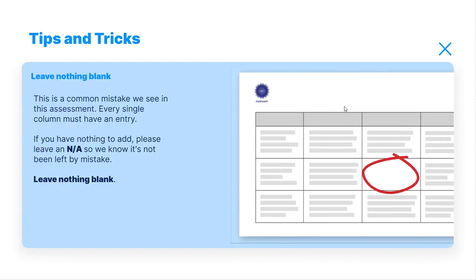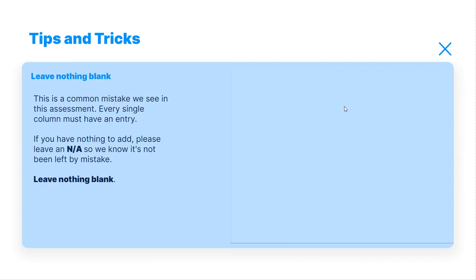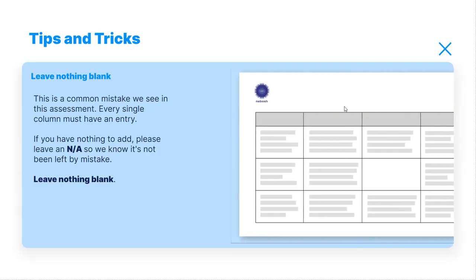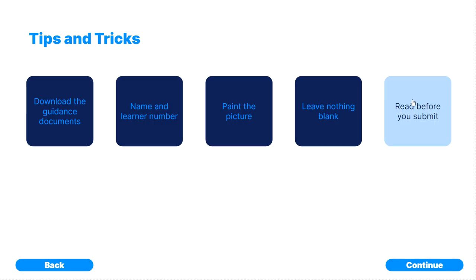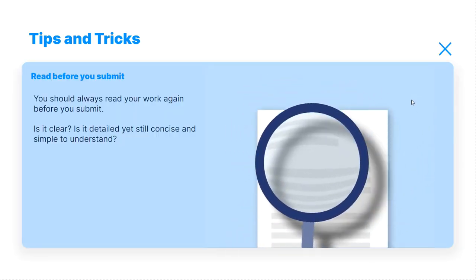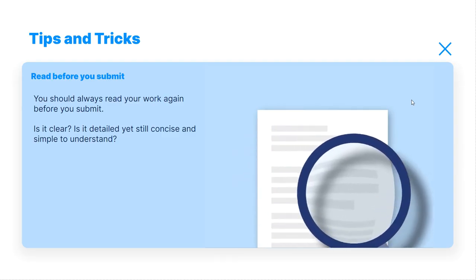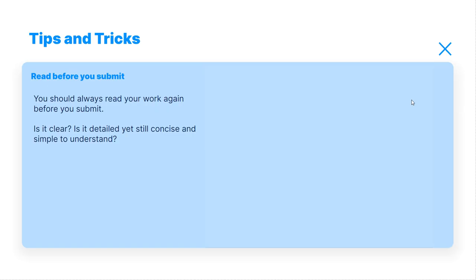This is a common mistake we see in this assessment. Every single column must have an entry. If you have nothing to add, please leave an NA so we know it's not been left by mistake. Leave nothing blank. You should always read your work again before you submit. You should check it is clear and that it is detailed yet still concise and simple to understand.